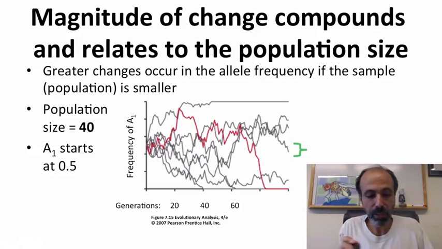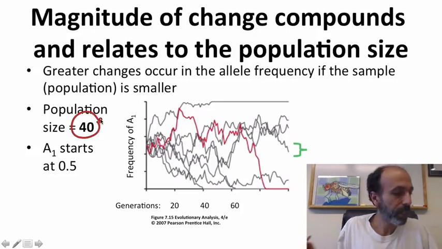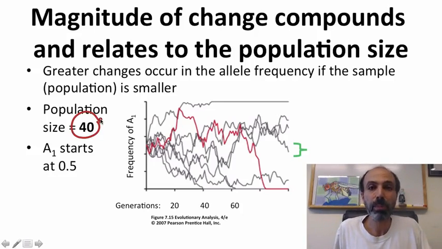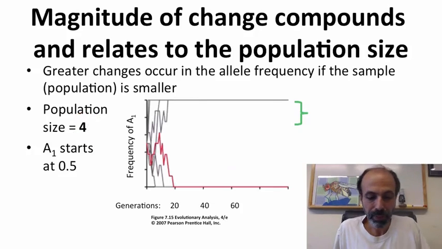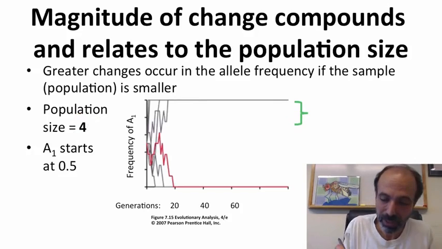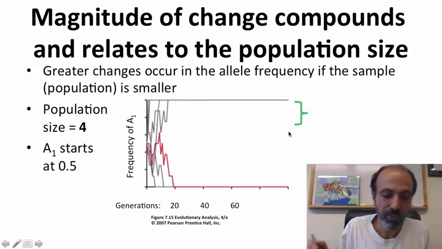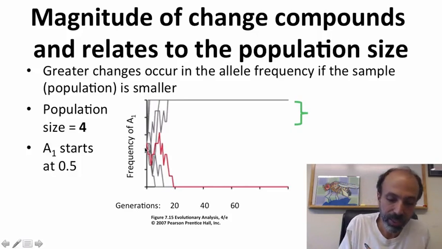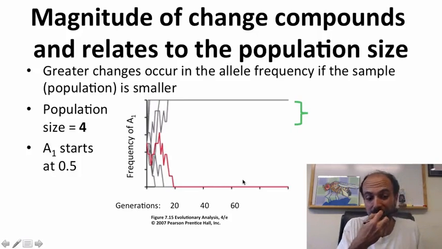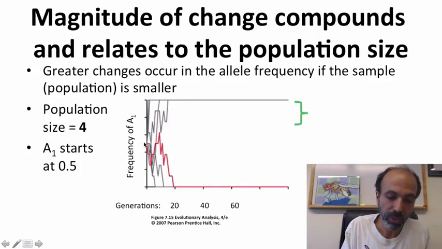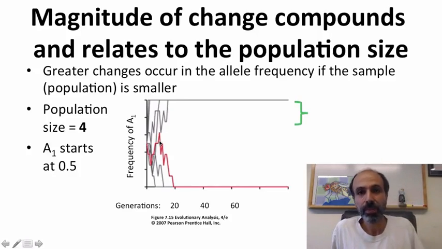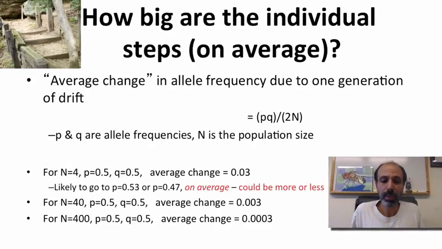Right? Let's do the same thing. This was with population size of 40. Let's look at it in the extreme with population size 4. Wow, all variation is lost. We'll come back to this actually very shortly. But you see, the individual step sizes here are very large. Again, in each of these cases, these are 8 different simulations, each with population size 4 and starting the allele frequency at 0.5. Now, how big are these steps on average?